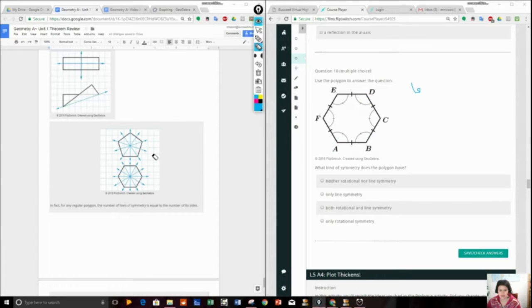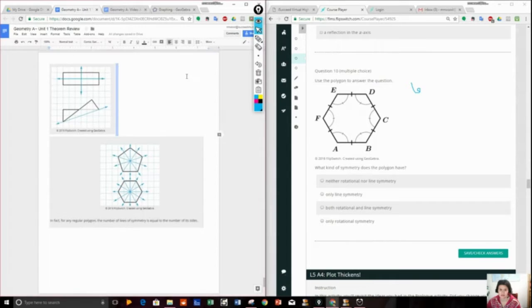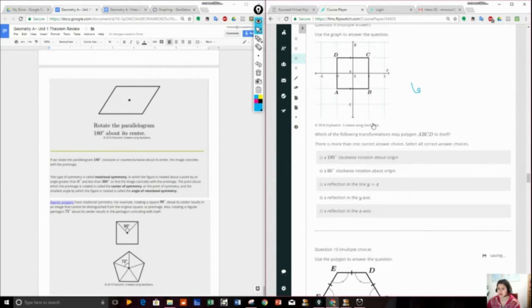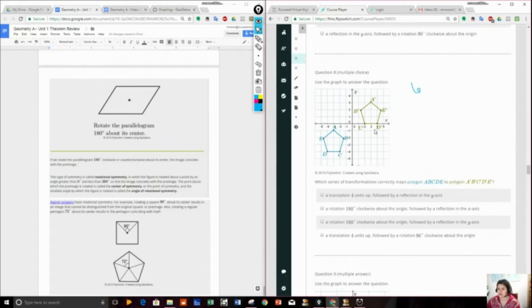And if I keep going about rotational symmetry, it says regular polygons have rotational symmetry. Okay, so that was pretty blunt. So it has line symmetry and rotational symmetry. So we're going to move to question 8. Use the graph to answer the questions.